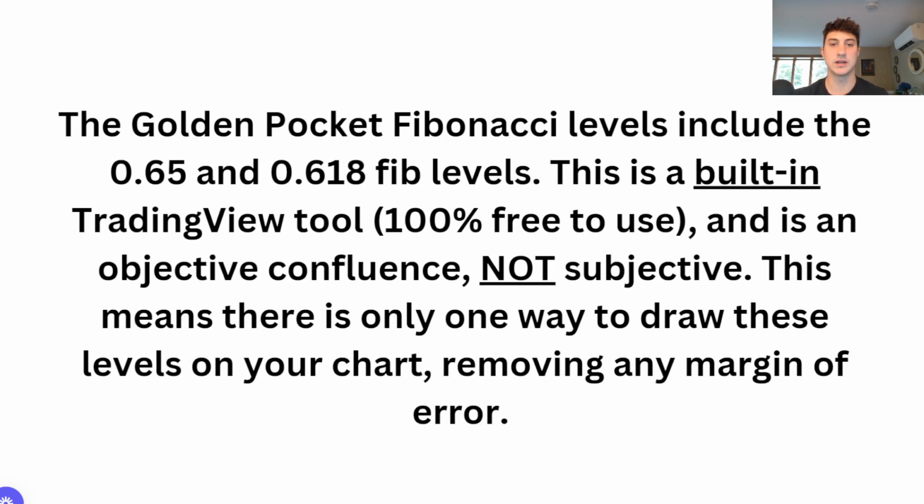So I'm talking about the golden pocket Fibonacci levels. Now, I'm sure some of you guys have heard about these, maybe use these in your trading already. Make sure to watch this video till the end. Like I said, I'm going to go through it in a little bit more detail than I normally do.